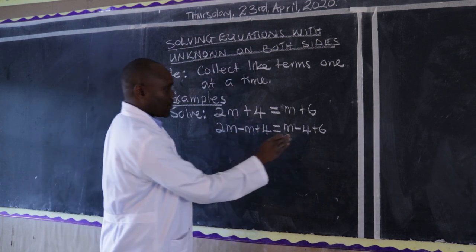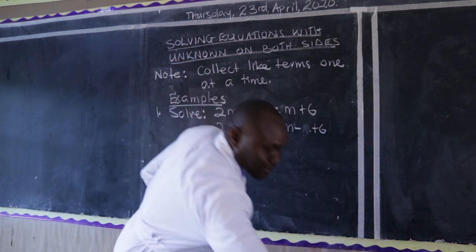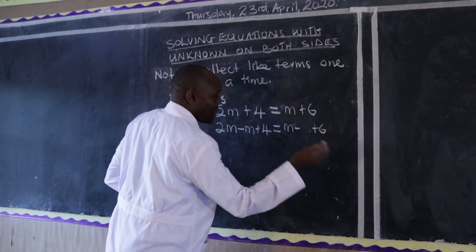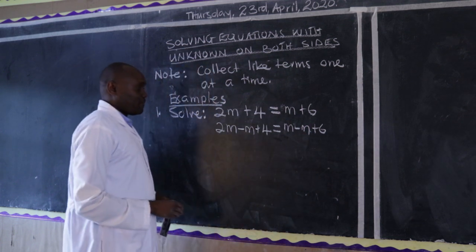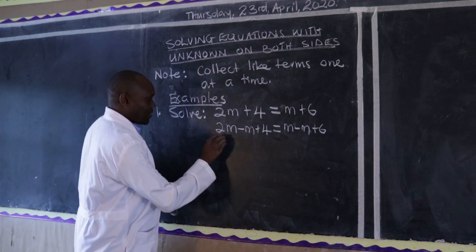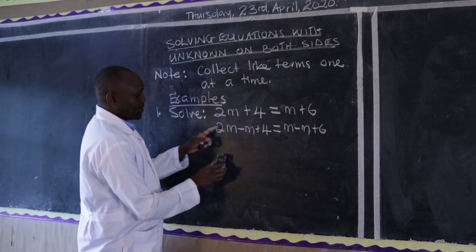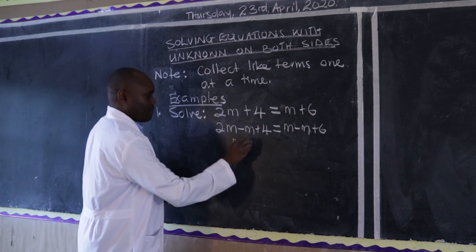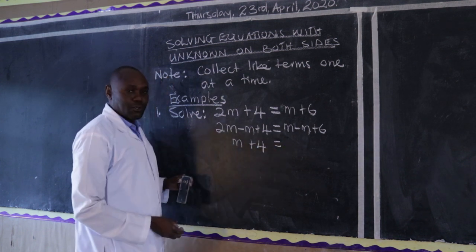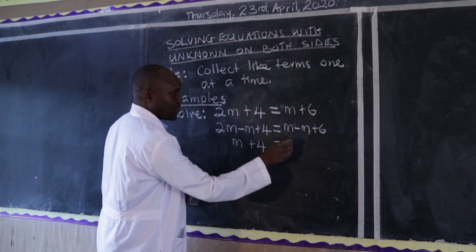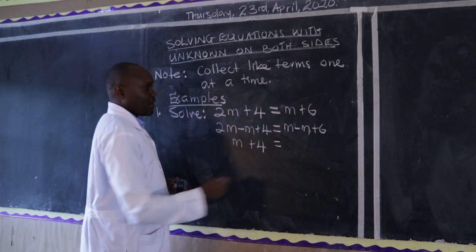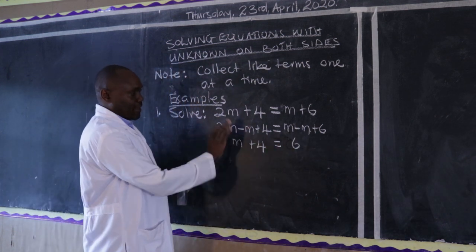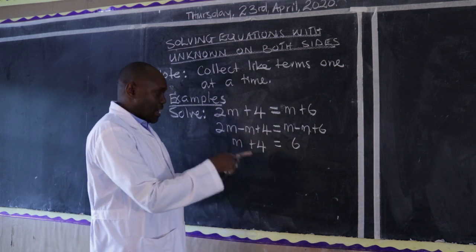It's bad to use the hand, but you have to use the duster. So now we are bringing that, 2m minus m. We shall remain with the m plus 4, which is equals to m minus m, we shall get 0. But we don't write there 0. We simply remain with the 6. We are done with the unknown. Now we are moving to the known one.